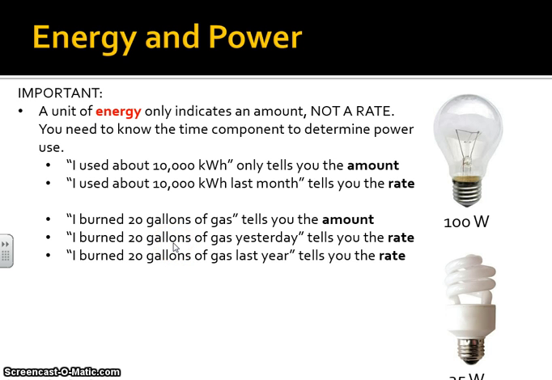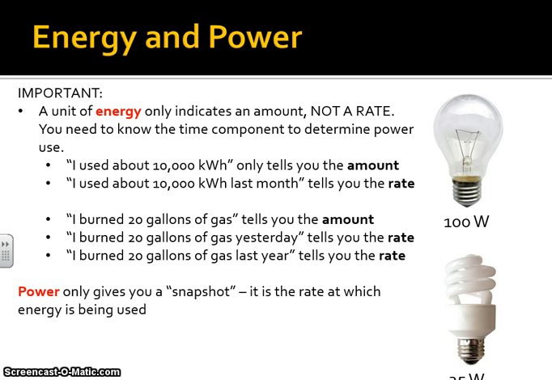So that's meant to help drive home that energy just tells you how much you've used, how much you've converted. The power is telling you how quickly. So power kind of gives you this snapshot. It tells you the rate at which it's being used. It could be instantaneous, just for an instant. At that exact instant we're using 100 watts, or that exact instant we're using 25 watts, or it could be averaged over a period of time.